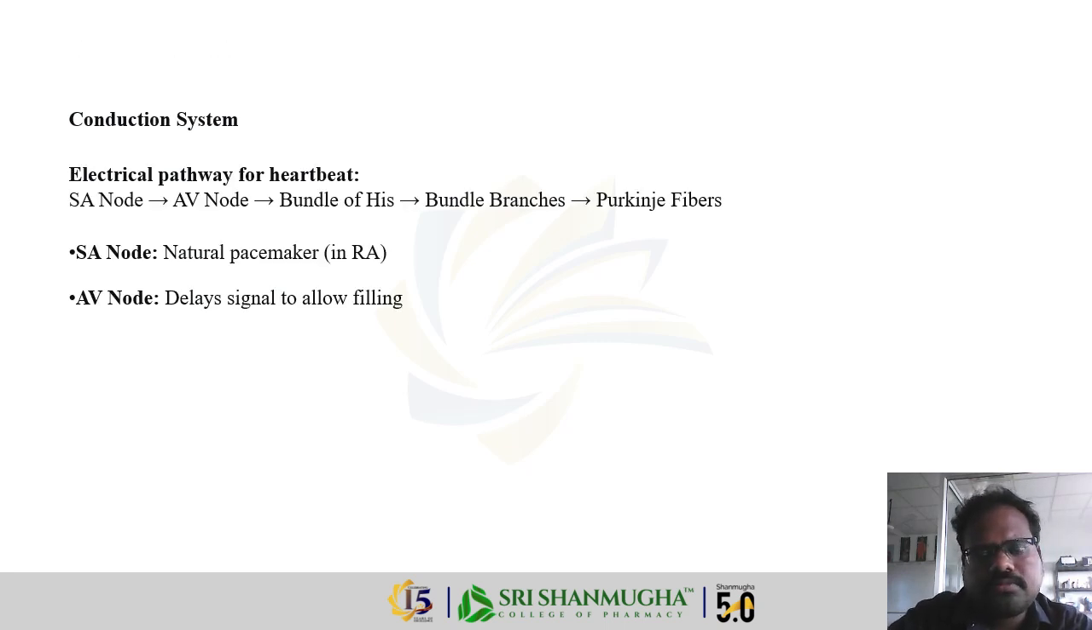Then the conduction system. The conduction system generally deals with the electrical pathway of the heart. The electrical signal is generated in the SA node, which is the natural pacemaker. Then it goes to the AV node, the bundle of His, then the bundle branches, then the Purkinje fibers. Through all of this, the heart conduction happens so that the chambers contract and allow the heart to pump.